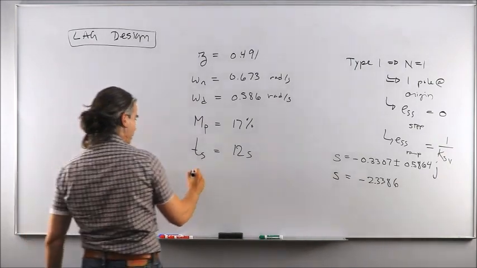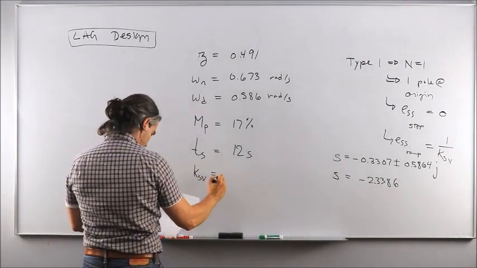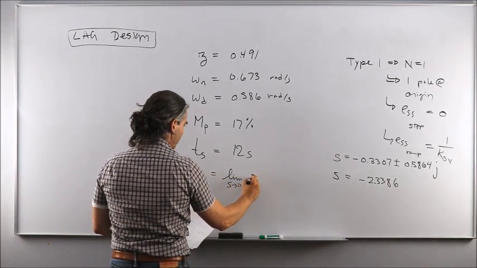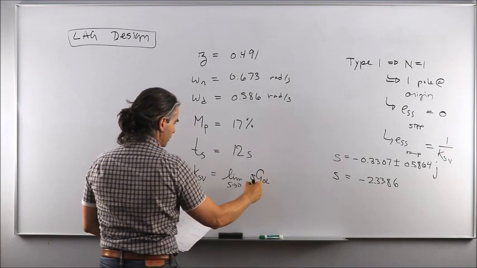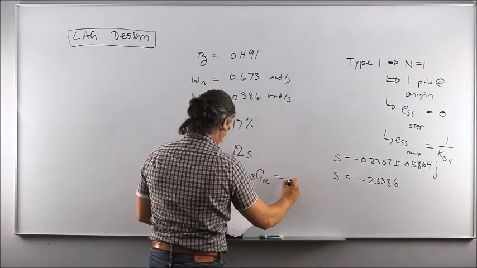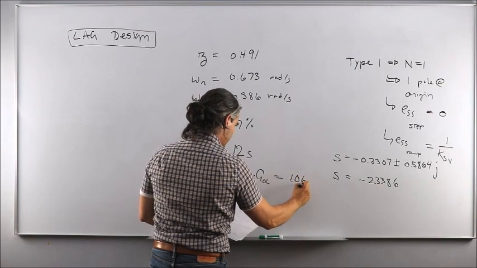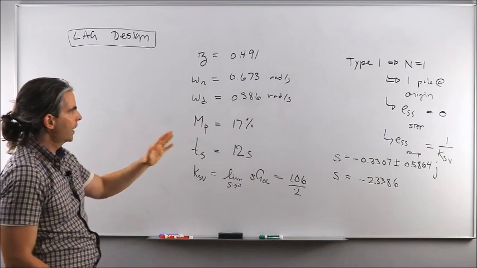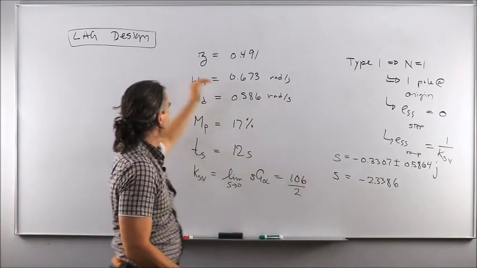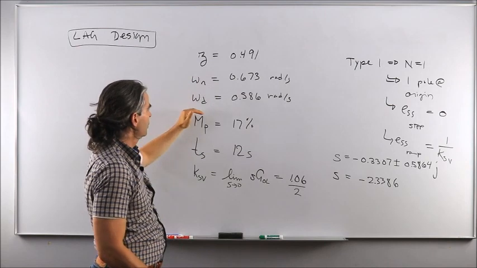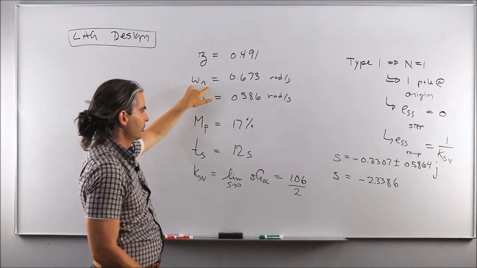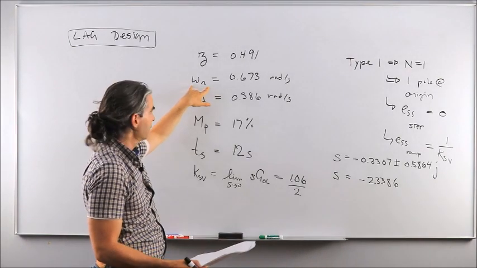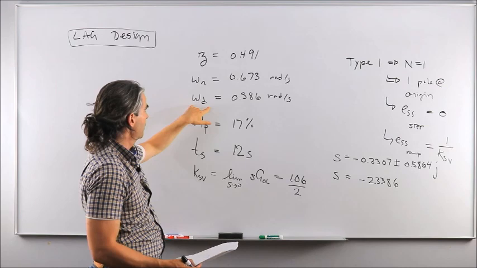Furthermore, I can evaluate the current Kv by taking the limit as s goes to 0 of s times G open loop, and that would give me 1.06 over 2. But wait, we had 3 poles here. So how could you get those kinds of things with 3 poles, right? Omega n is just the norm of a pole, so the real part squared plus the imaginary part squared, square root of, right? This is the imaginary part.